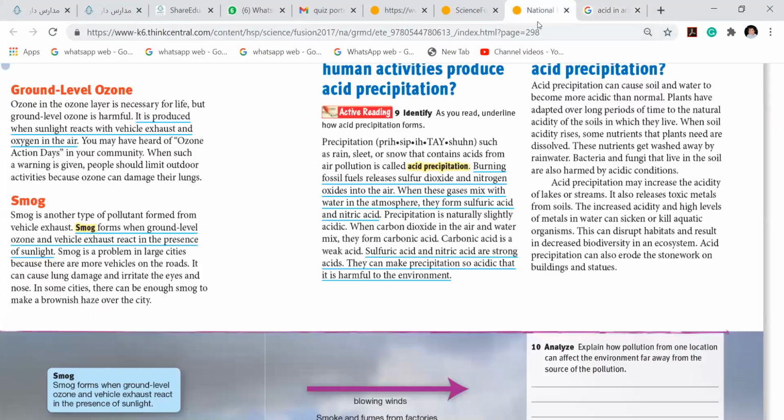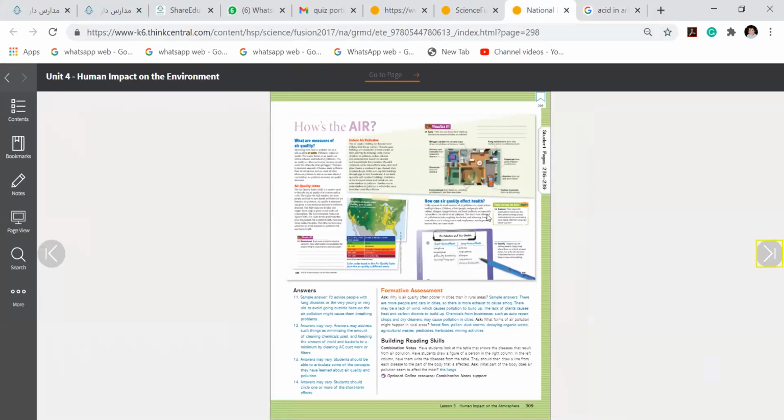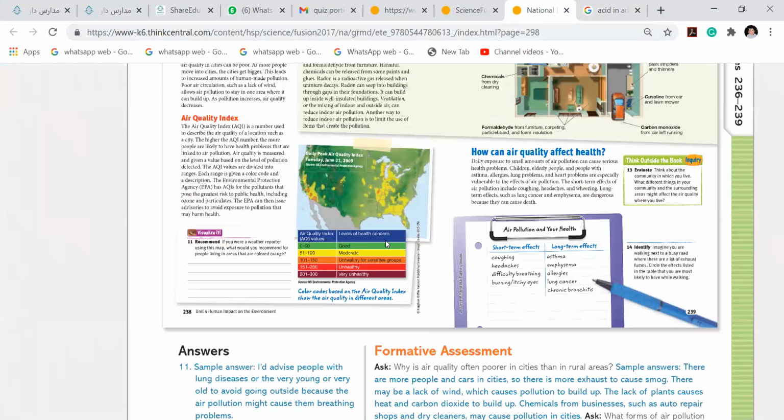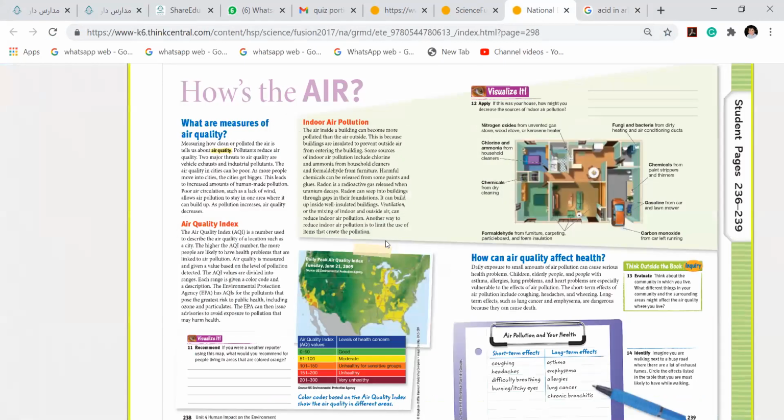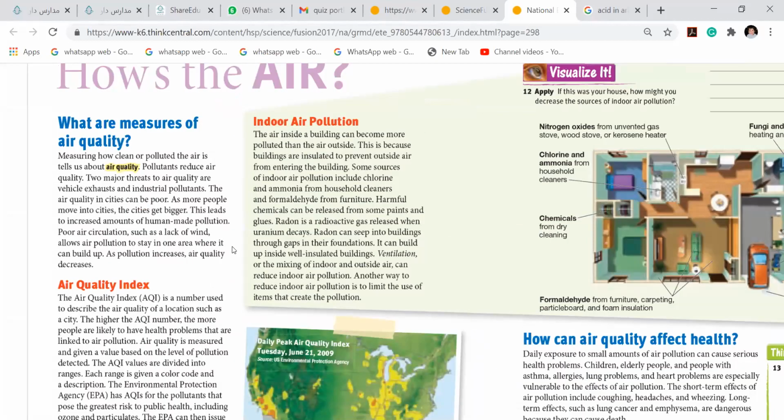Anyways, let us come back here. So that's why these gases that come out from the car, when they mix with the rain, cause acid rain, which is harmful. Now, how is the air? I need to check the quality of air.